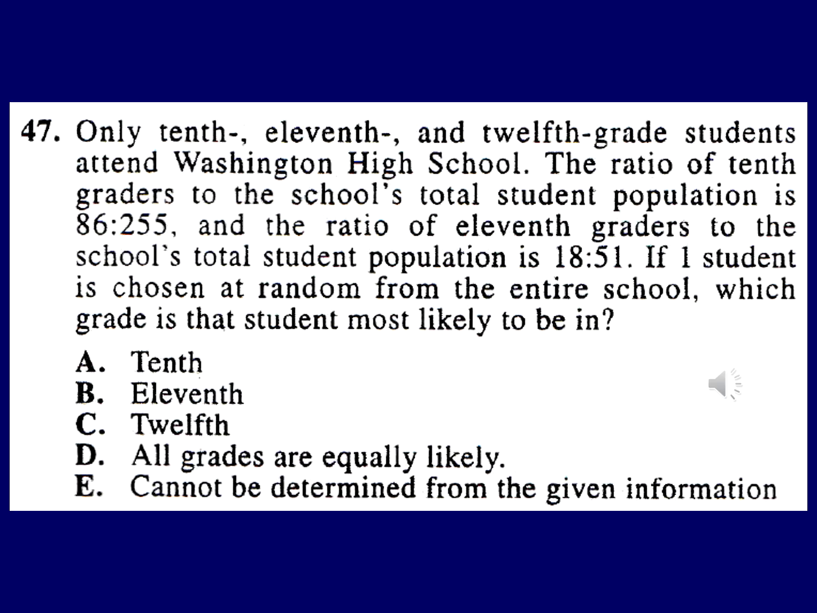Number 47. Only 10th, 11th, and 12th grade students attend Washington High School. The ratio of 10th graders to the school's total student population is 86 to 255, and the ratio of 11th graders to the total population is 18 to 51. If one student is chosen at random from the entire school, which grade is the student most likely to be in? And it could be 10th, 11th, 12th, all grades are equal, or cannot be determined from the information.